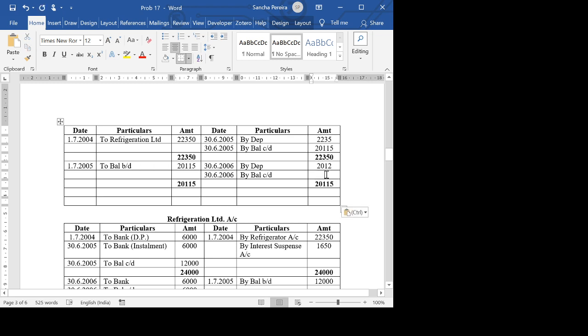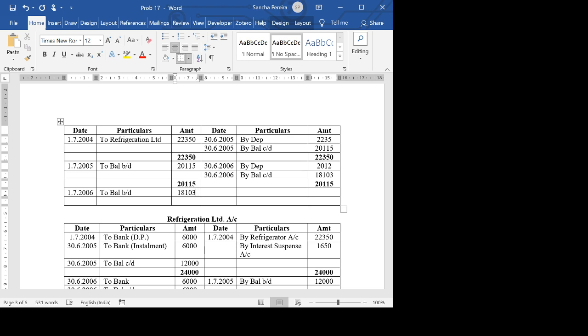2115 minus 2012, 18103. Bring down the balance. 1st July 2006, balance brought down, 18103. So we have reached our last year.